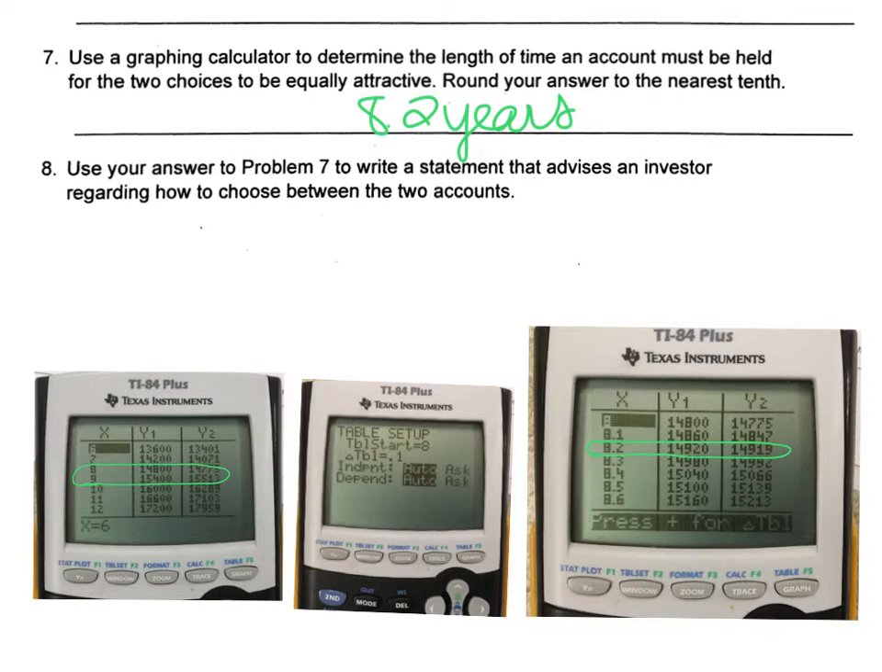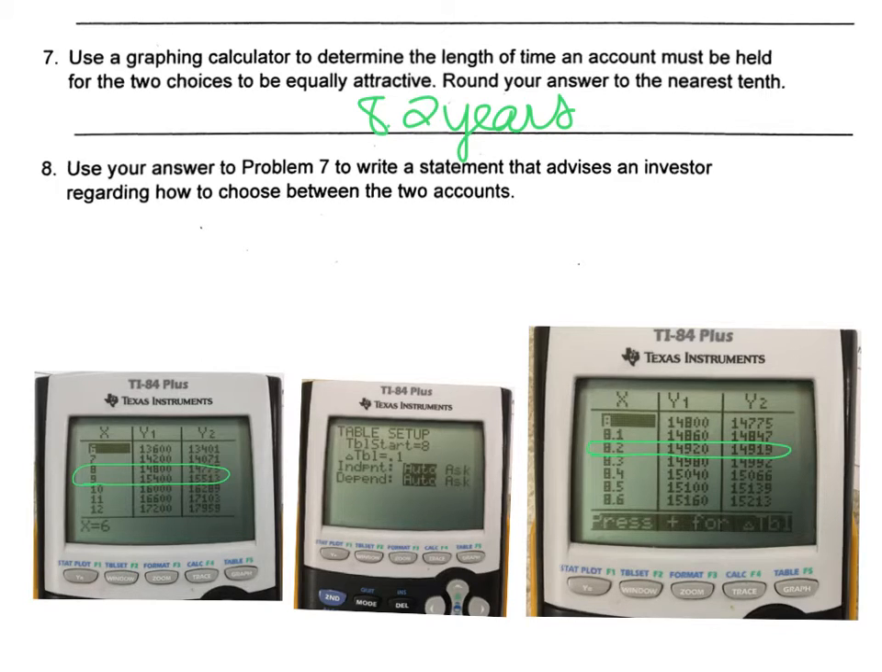All right, and then this last part down here is saying, thinking about what you have in for that 8.2 years, if you're an investor, how would you decide which option you would want to choose? Would you choose the first option, option A, or option B? Which one would be better? So I think the idea is here, hopefully you can think about that.